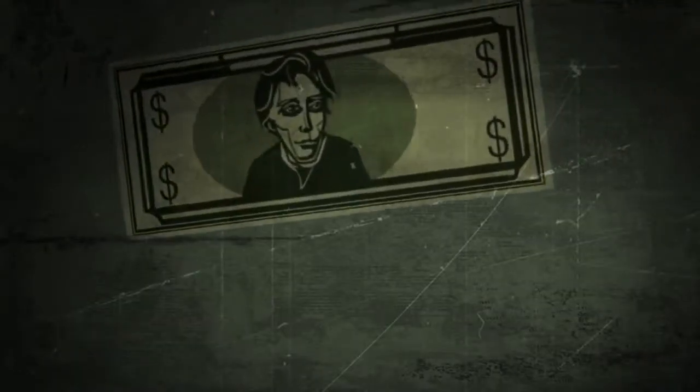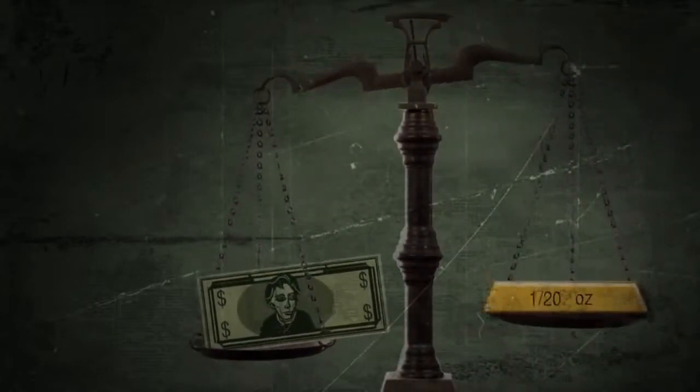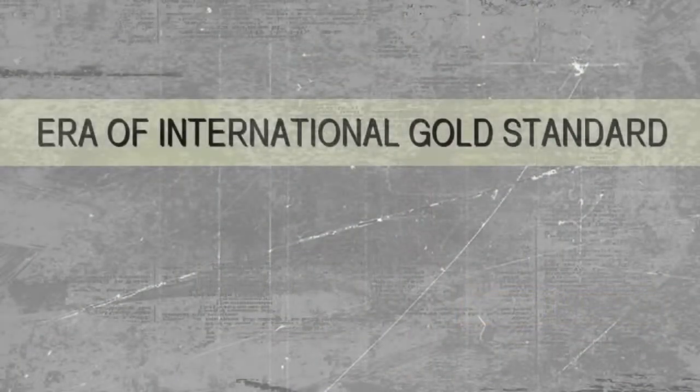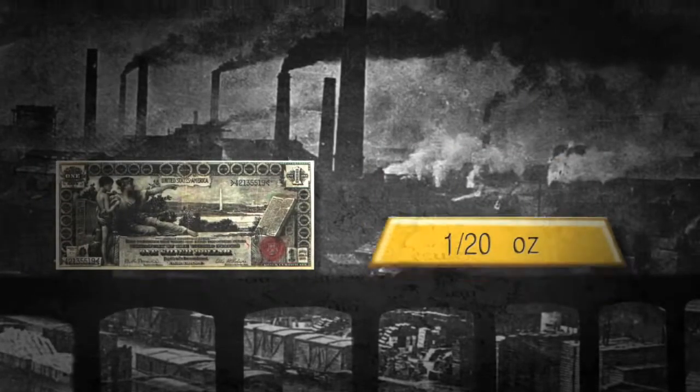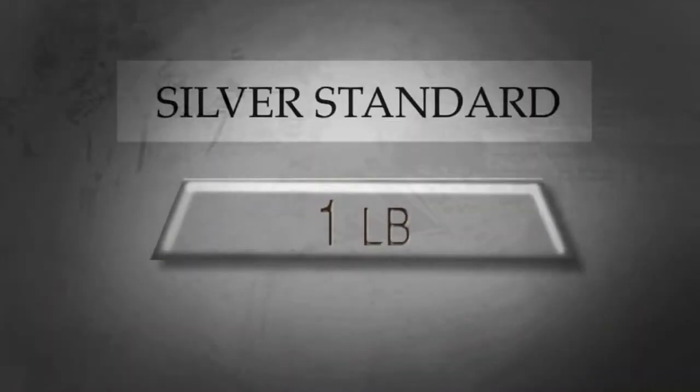Under a gold standard, the monetary unit is defined as a certain amount of gold, like 1/20th of an ounce or 10 grams. In the era of the international gold standard, before World War I, the US dollar was defined as a little less than 1/20th of an ounce of gold. To be precise, 1 ounce of gold equaled $20.67. A silver standard follows the same idea. The British monetary unit, the pound sterling, originally meant exactly that, 1 pound of sterling silver.